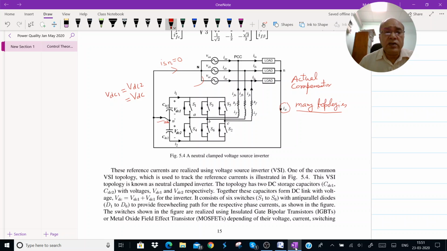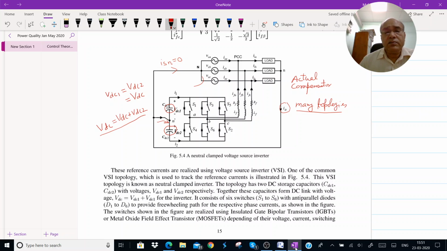The total DC link voltage, if you see, is actually VDC. Okay, and VDC is VDC1 plus VDC2. This is the total DC link voltage, and the DC link voltage has to be maintained constant. I will describe this in the coming point. At the same time, the individual voltage across these capacitors must be maintained at a certain value, so that when you realize the currents with the help of switching, they must be able to track the given reference current.